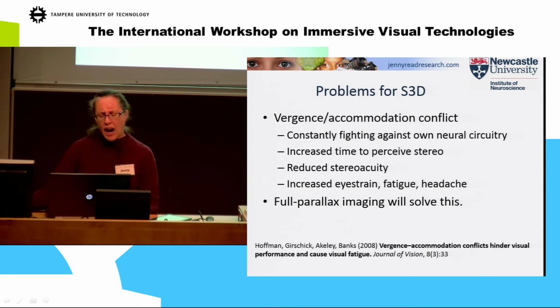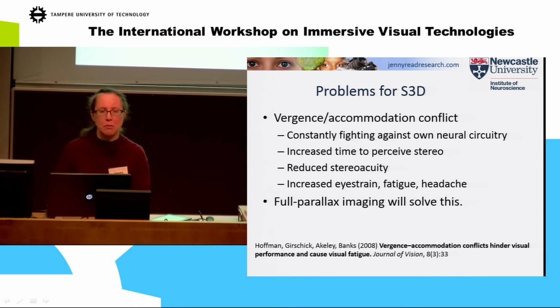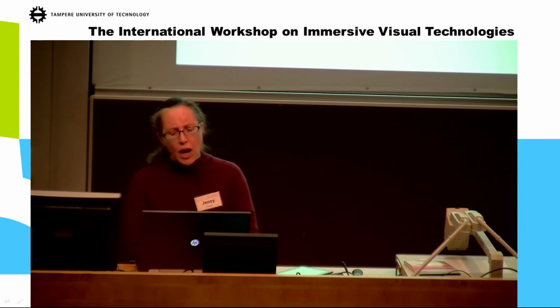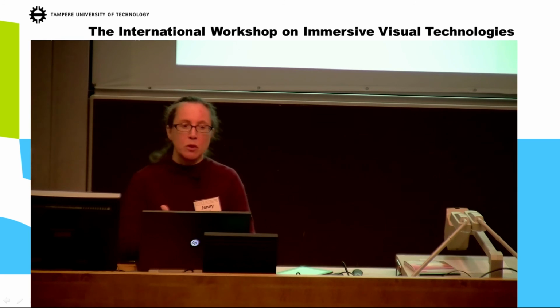Now, I think it's somewhat of an open question just how much of a problem the vergence accommodation conflict is. People in the field kind of argue about this. We certainly know that large conflicts unambiguously are a problem. They increase your time to perceive stereo and so on, but probably most importantly, from an application point of view, they give you eye strain and fatigue and headache, and it's just horrible to look at. It's not really clear how much that contributes to the problems people report with viewing 3D cinema.